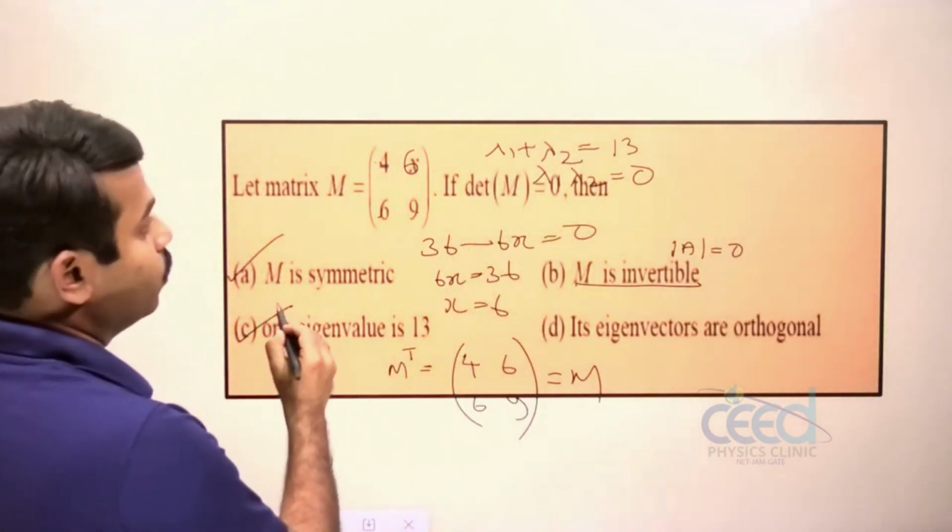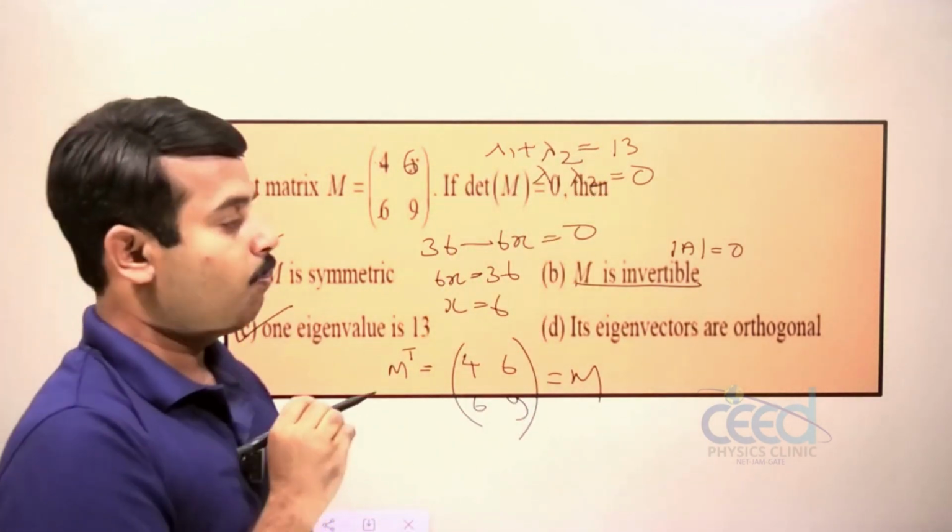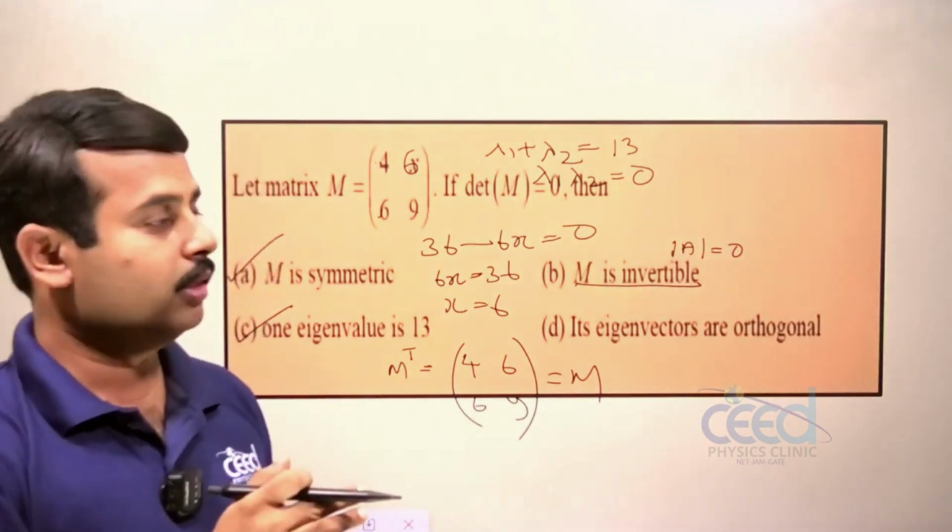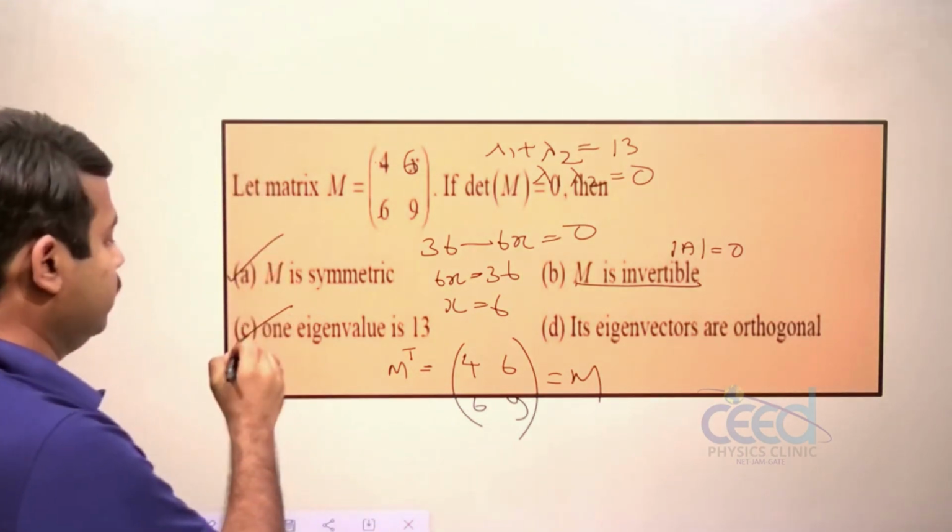Then this is also true. So this is a JAM question. So this is a multiple option correct type. So A is correct, C is correct.